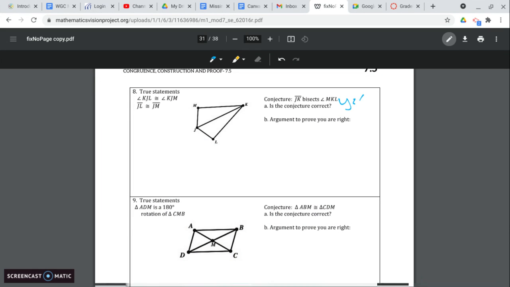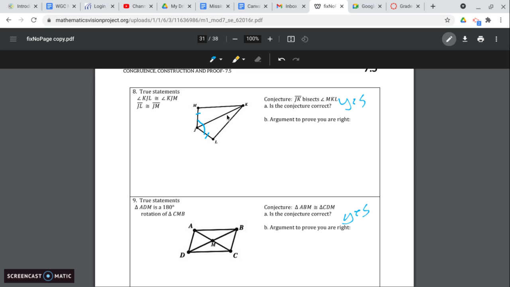So we have two more proofs, just like before. So these are both yeses, so the conjecture is true in each case that we have here. Now, in this first one, it's telling us angle KJL, so this angle here, is congruent to angle KJM, so this one over here. So we're saying these two angles are the same. We also know that JL is congruent to JM.